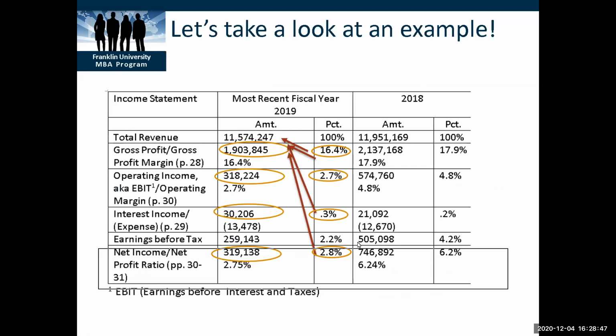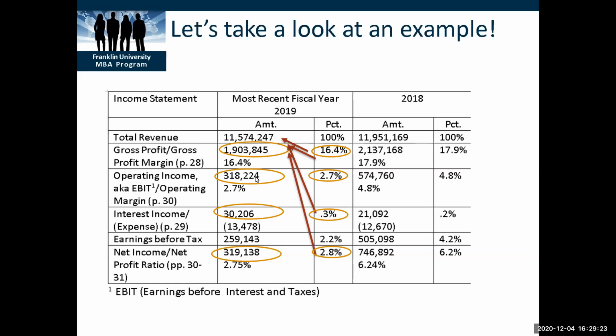Now here's an example. This is an example of the worksheet. This is the total revenue, 11,574,247,000. This is presumably 100%. And the gross profit is this, 1,903,845. This is the gross profit. And this number, 16.4%, is the percentage of the gross profit from the revenue.